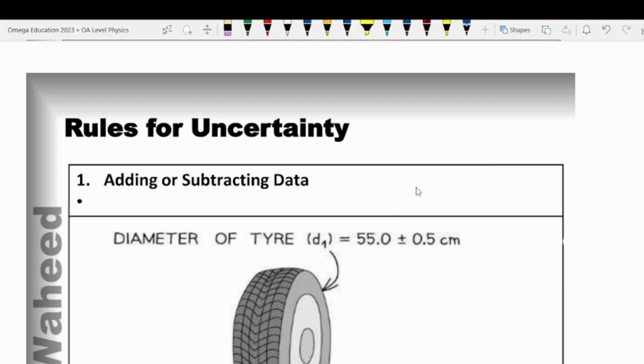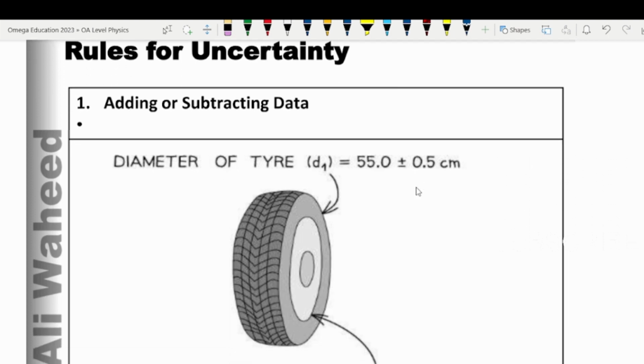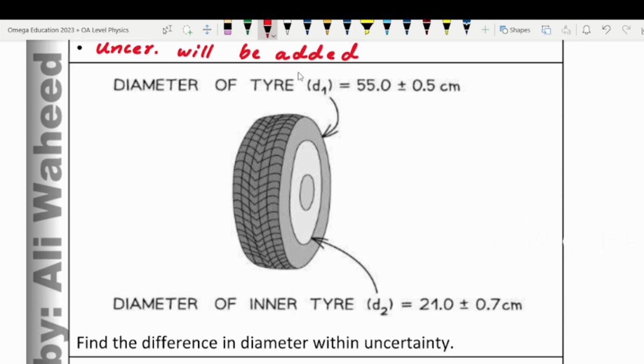Now the first one is if the quantities are being added or subtracted. So what do we do in that case? The uncertainties will be added. The uncertainties of both the quantities which are being added or subtracted, whether they are being added or being subtracted, the uncertainties would be added. So for example, there's a quantity A1 and there's another quantity A2. It can be anything. They can be masses, densities, speed, force, or anything.